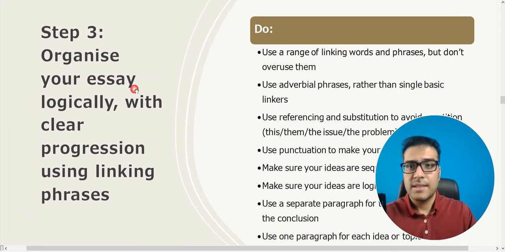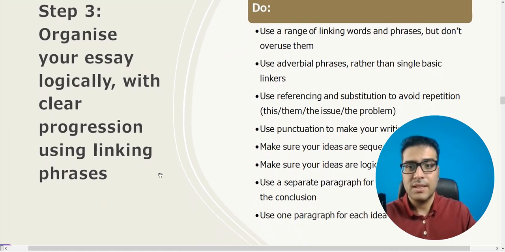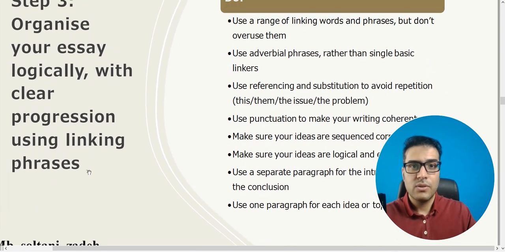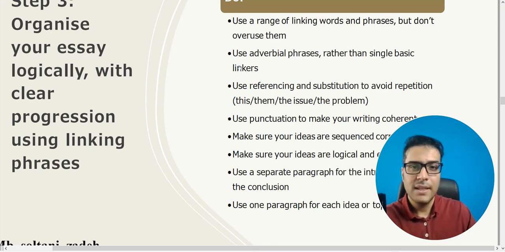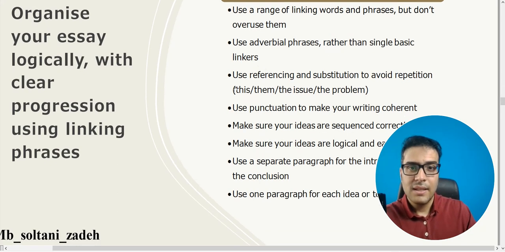The third step is to organize your essay logically with clear progression, using linking phrases. So what we should do is use a range of linking words and phrases, but don't overuse them. If you have overuse or underuse of linkers, we will be limited to a band 7. You should use adverbial phrases rather than single basic linkers. For instance, instead of saying secondly, you can say another reason why.